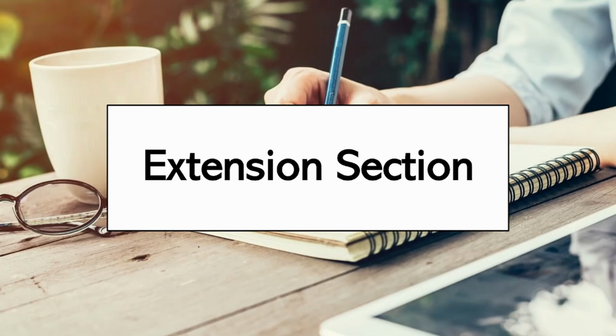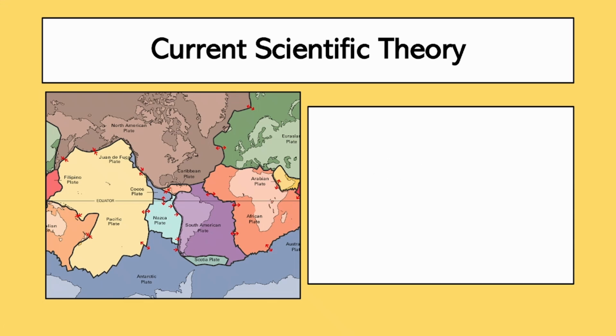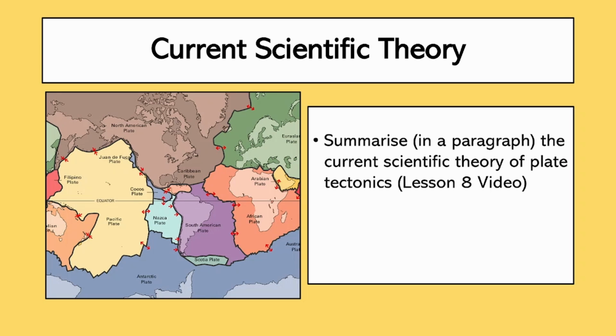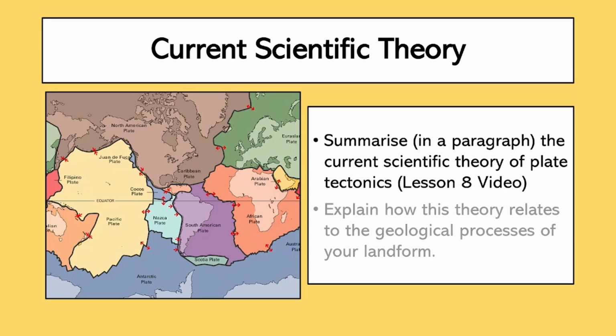Now, there is an extension section in this assessment task, so this part isn't compulsory, but we recommend that you go ahead and have a crack at it. So this is talking about the current scientific theory of plate tectonics. So what you need to do is summarize in about a paragraph the current scientific theory of plate tectonics. Now, we discussed this in video 8, lesson 8, which was on Monday this week. So if you haven't already, go back and have a look at that and it'll help you out a lot.